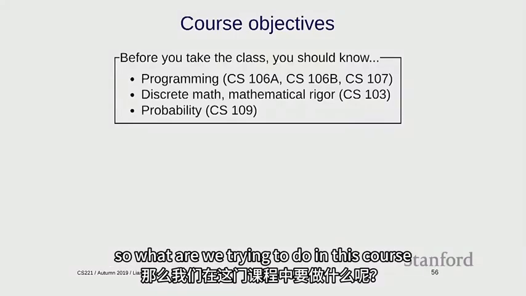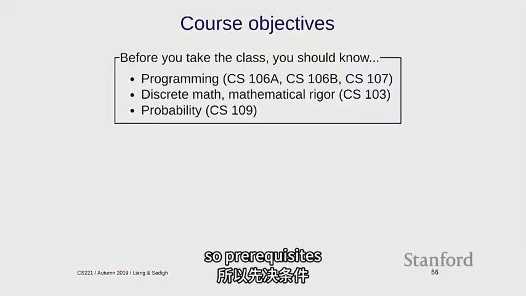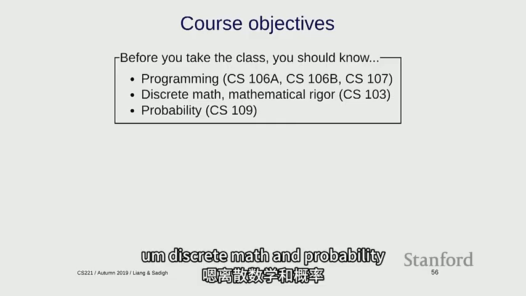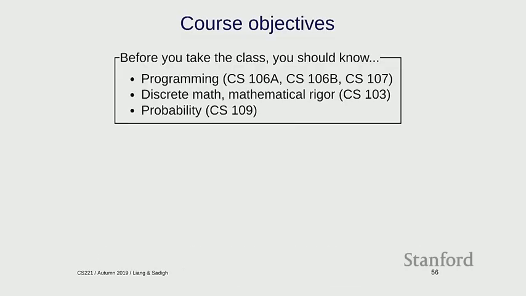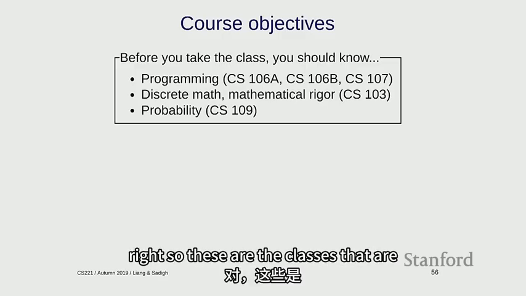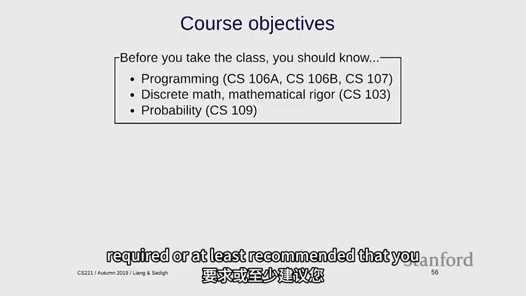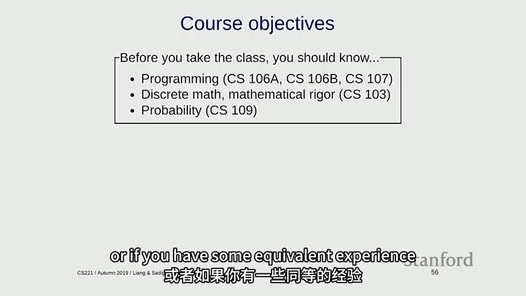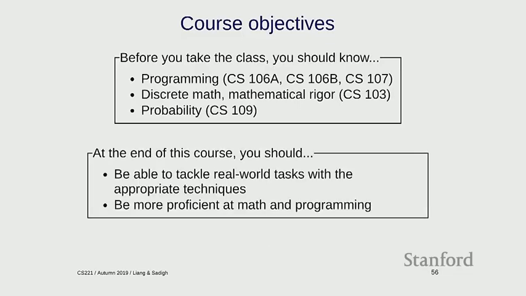Okay, so what are we trying to do in this course? Prerequisites: there's programming, discrete math, and probability. So you need to be able to code, you need to be able to do some math and some kind of basic proofs, right? So these are the classes that are required or at least recommended, or if you have some equivalent experience, that's fine too.